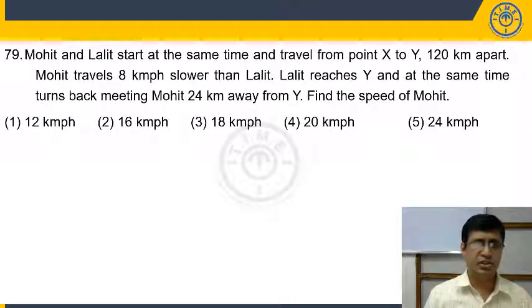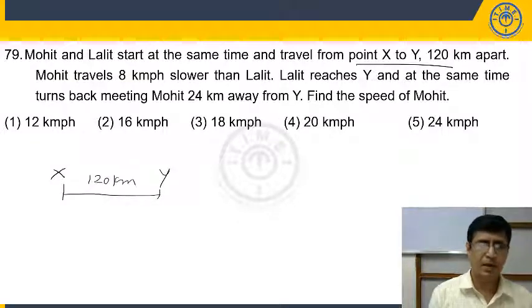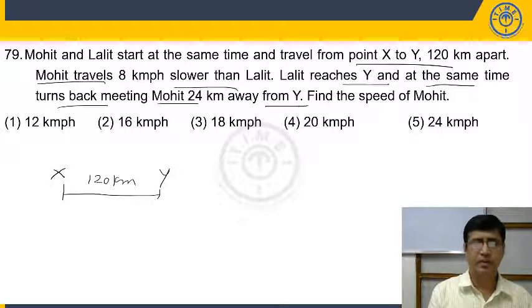Mohit and Lalit start at the same time and travel from point X to Y, which are 120 km apart. The gap between X and Y is 120 kilometers. Mohit travels at 8 kilometers per hour slower than Lalit, and Lalit reaches Y and at the same time turns back, meeting Mohit at 24 kilometers away from Y.